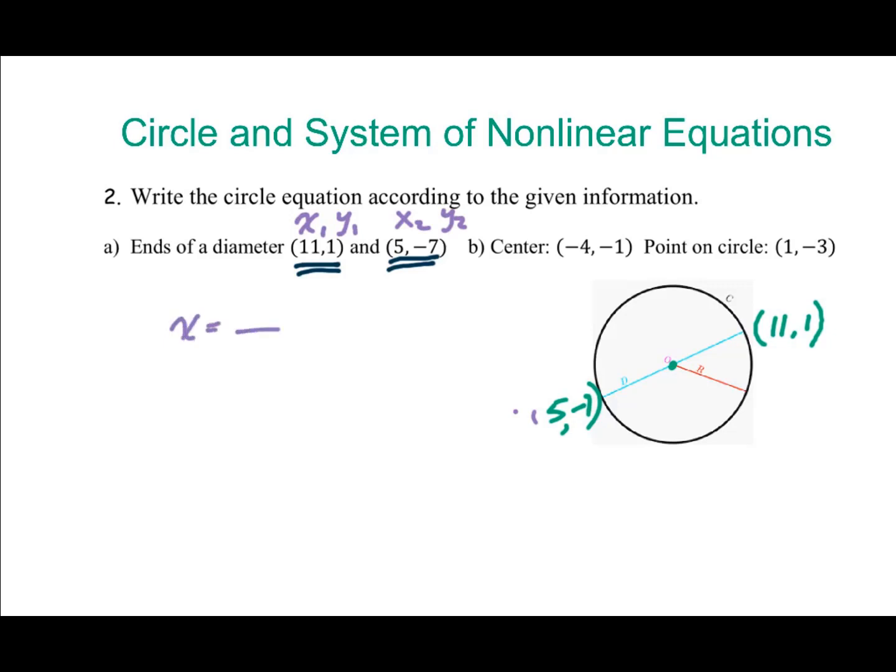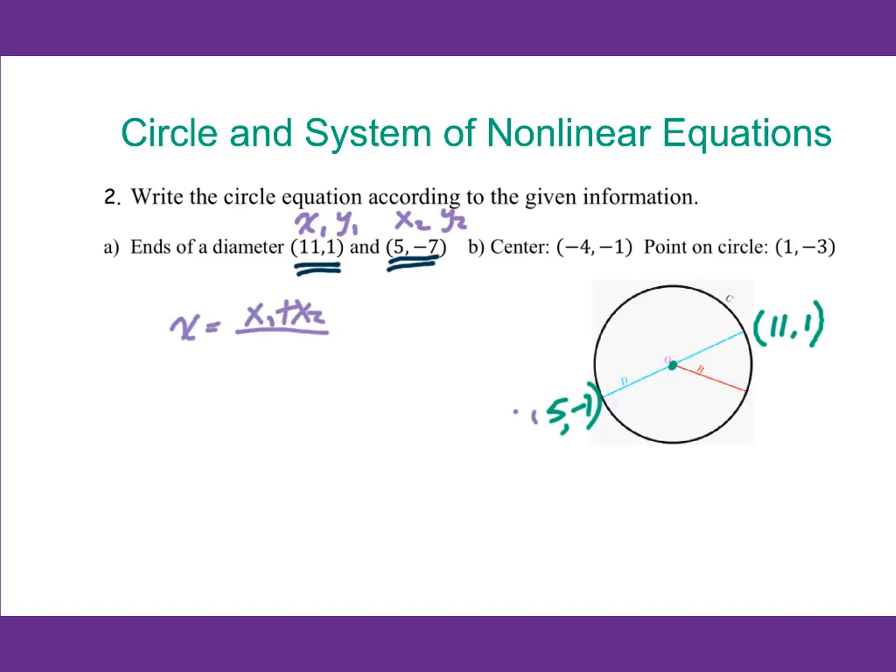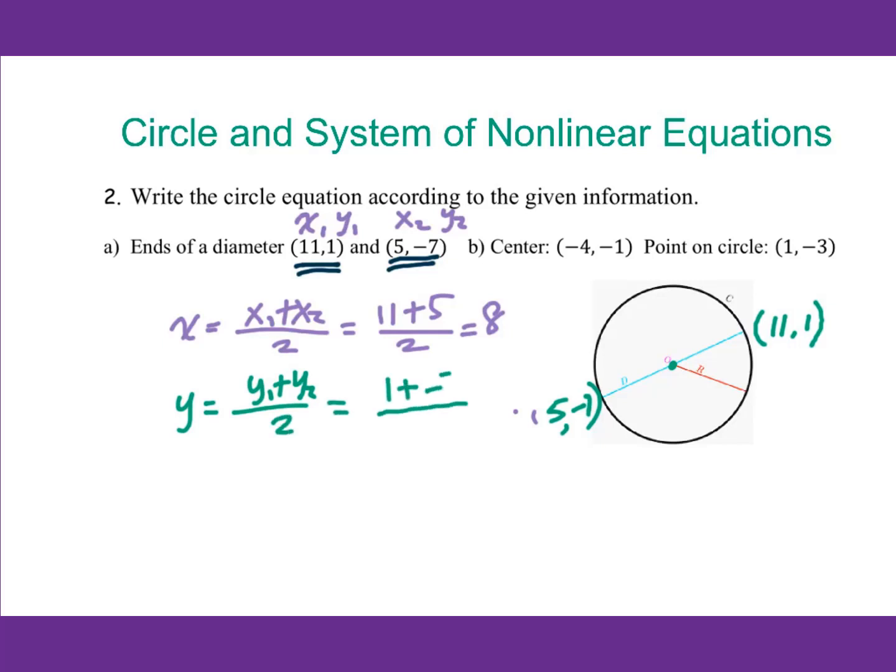Your x equals (x1 plus x2) over 2. Therefore, we get (11 plus 5) over 2 equals 8. For y equals (y1 plus y2) over 2, we get (1 plus -7) over 2 equals -3. Therefore, we got the center (h, k) will be (8, -3). This is your h, here's k.